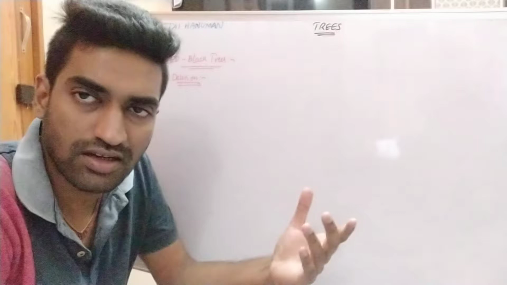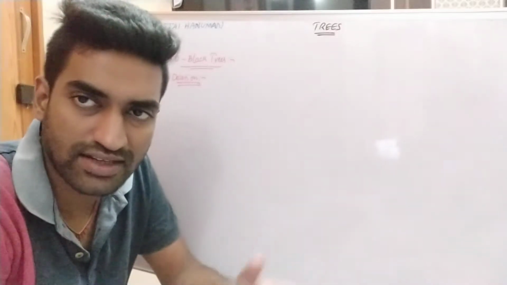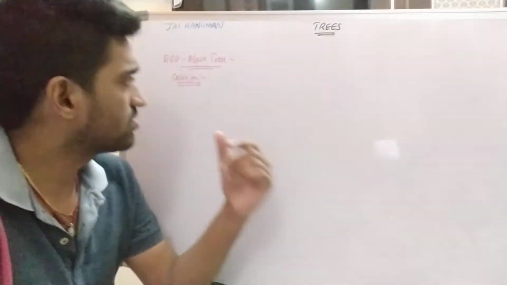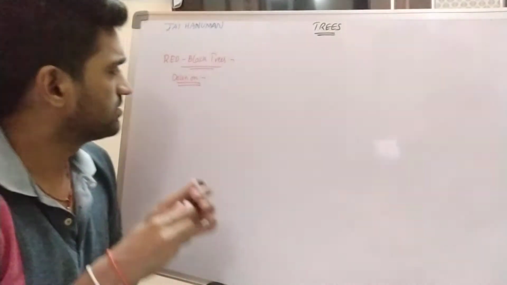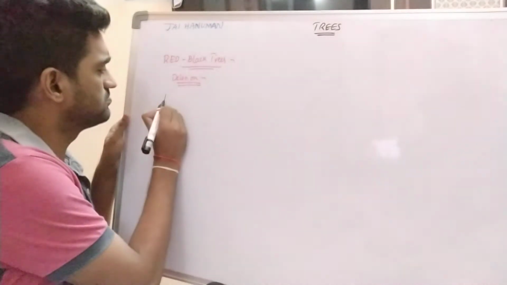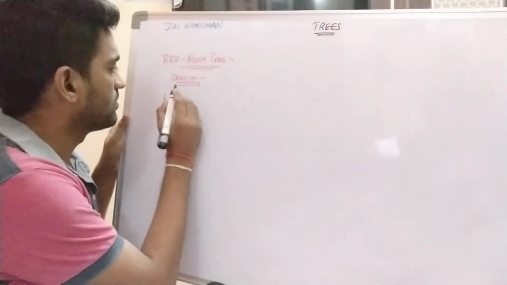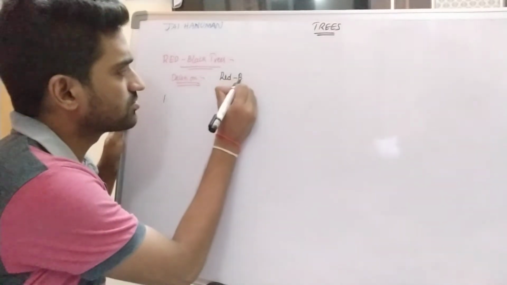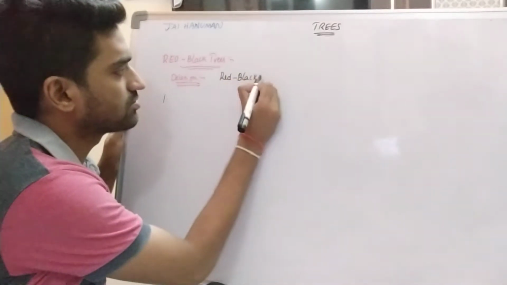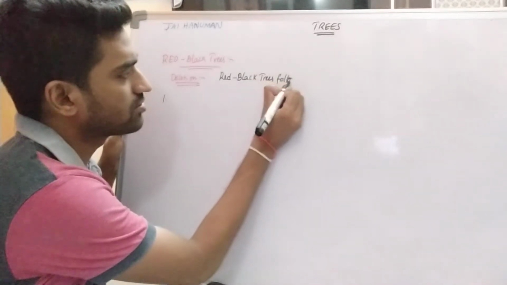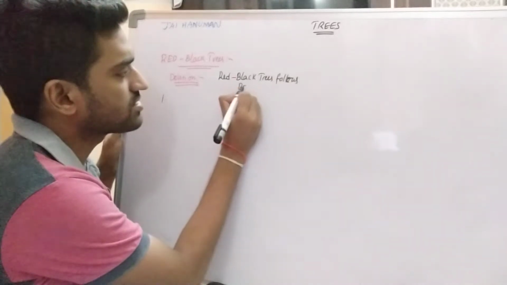There are many possible cases in red-black tree deletion, and we are discussing them one by one. So what is the first case? Red-black trees follow the binary search tree deletion.